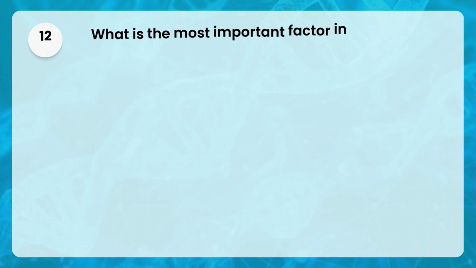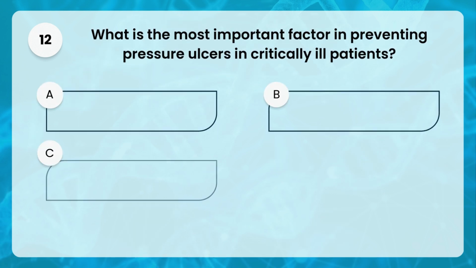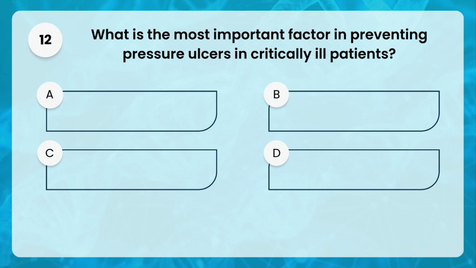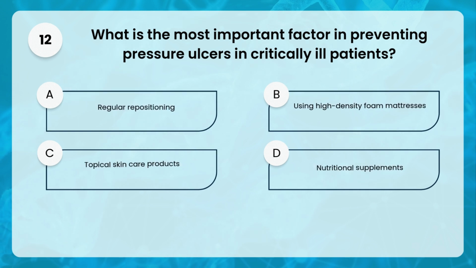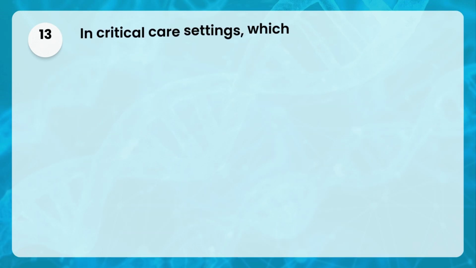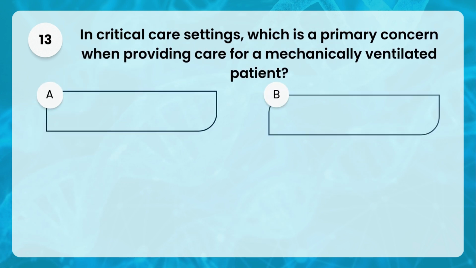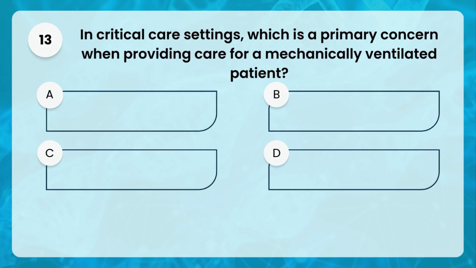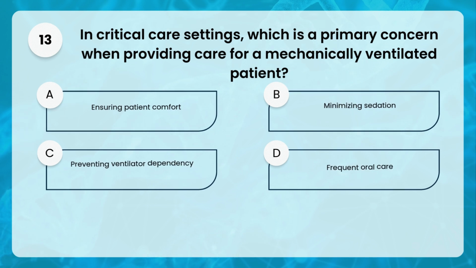Number 12. What is the most important factor in preventing pressure ulcers in critically ill patients? A. Regular repositioning. B. Using high-density foam mattresses. C. Topical skincare products. Or D. Nutritional supplements. The answer is A. Regular repositioning.